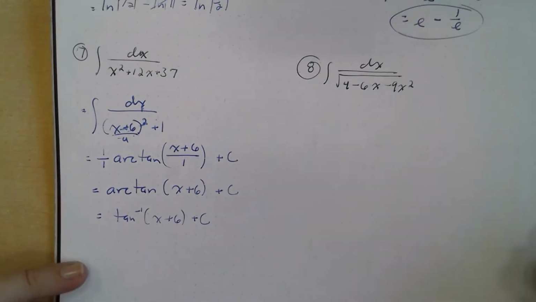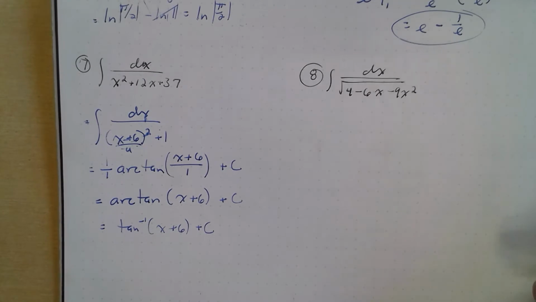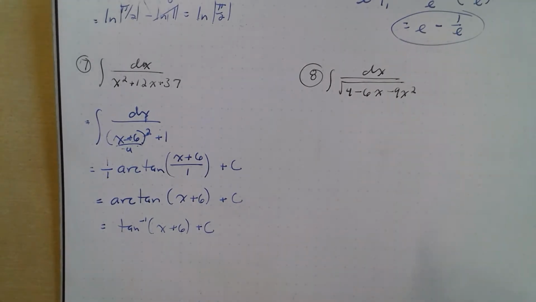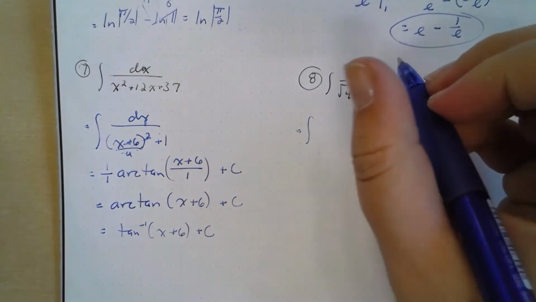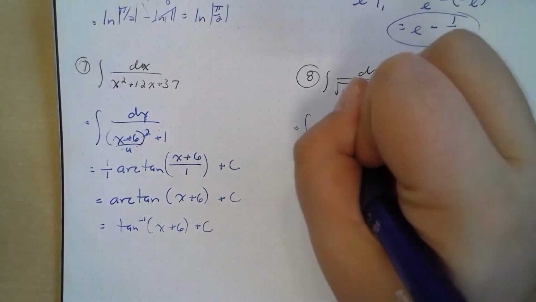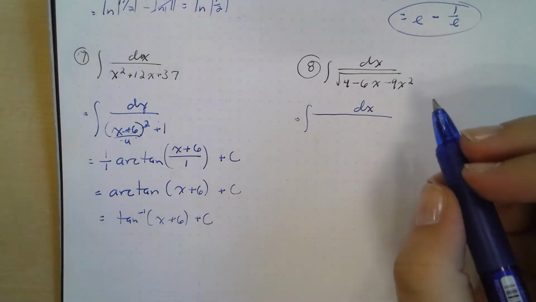Okay, let's do another one of those since we didn't have a lot of experience with it. Here we have the integral of dx over the square root of 4 minus 6x minus 9x squared. Well, I want to rewrite this as the integral of dx over, this is going to be a lot of information.